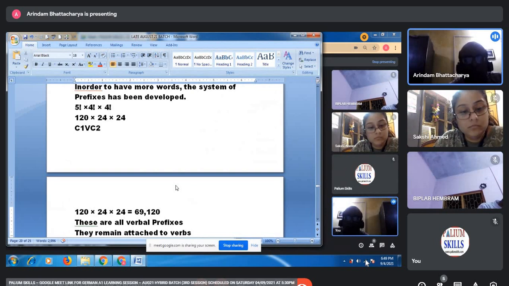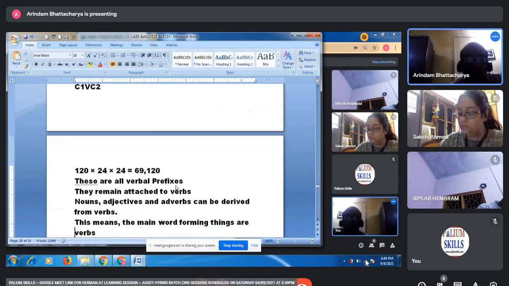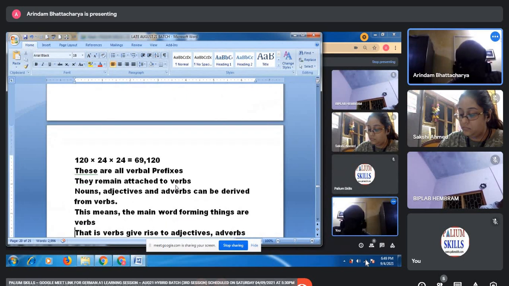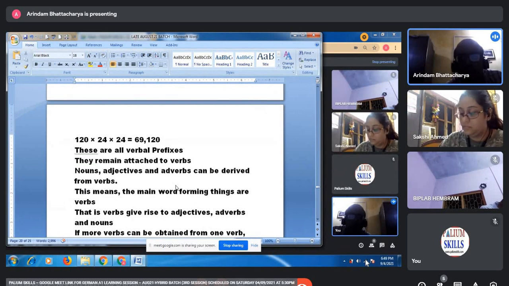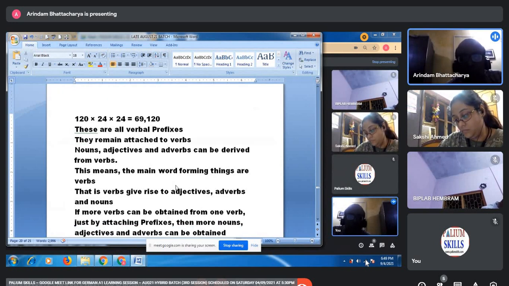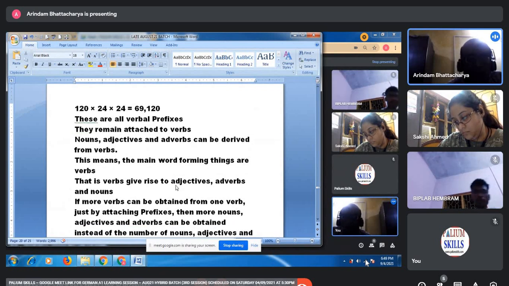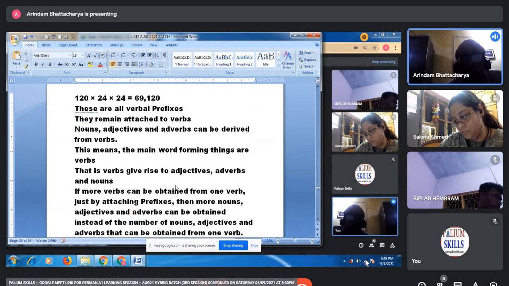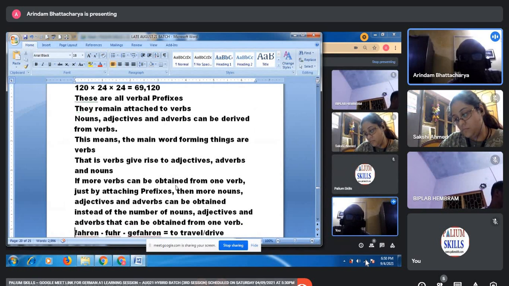So these are all verbal prefixes. First of all, the prefixes that we have learned are all verbal prefixes. They remain attached to verbs. Nouns, adjectives, and adverbs can be derived from verbs. This means the main word forming things are verbs. That is, verbs give rise to adjectives, adverbs, and nouns. If more verbs can be obtained from one verb just by attaching prefixes, then more nouns, adjectives, and adverbs can be obtained.